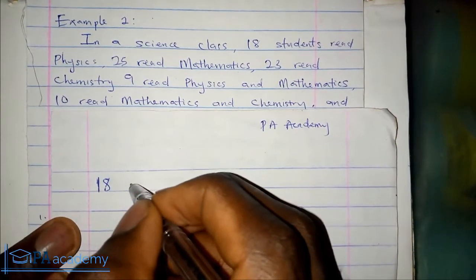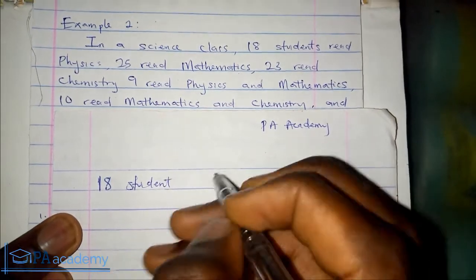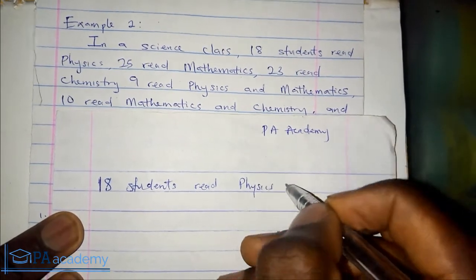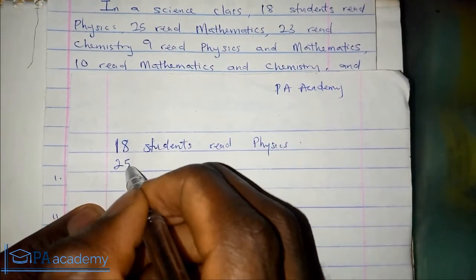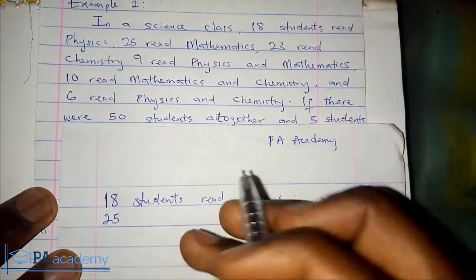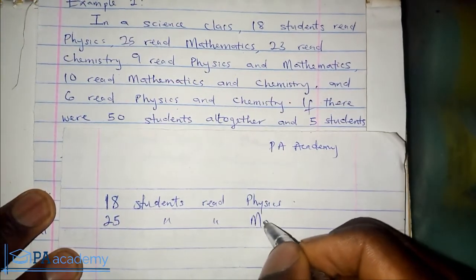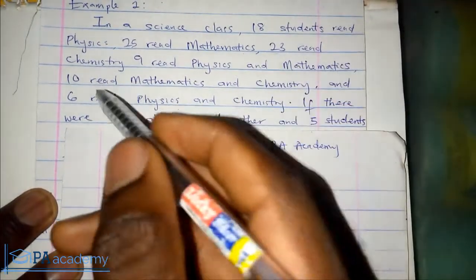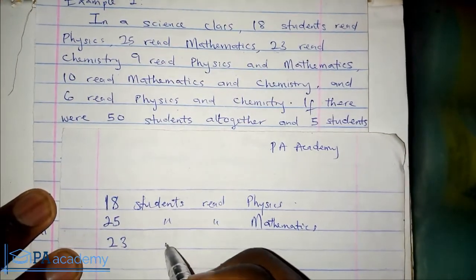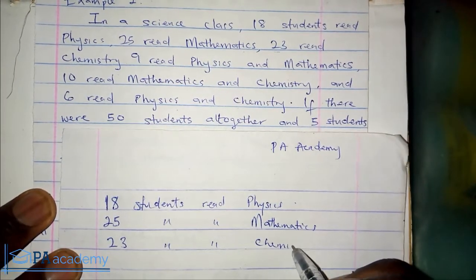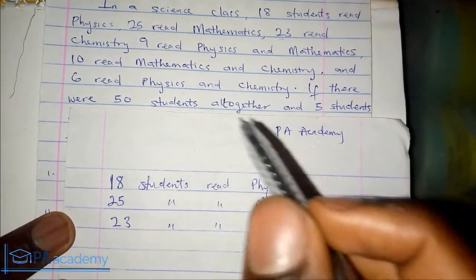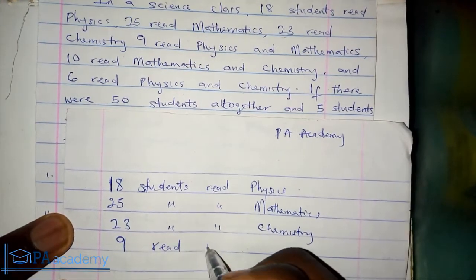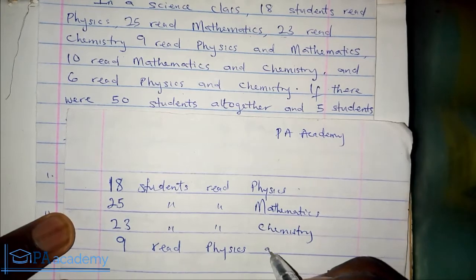So 18 students read physics. So the next one is what? 25. So 25 students read mathematics. So then 23 read chemistry. 23 students read chemistry. So the next one is 9 read physics and mathematics. So 9 read physics and mathematics.